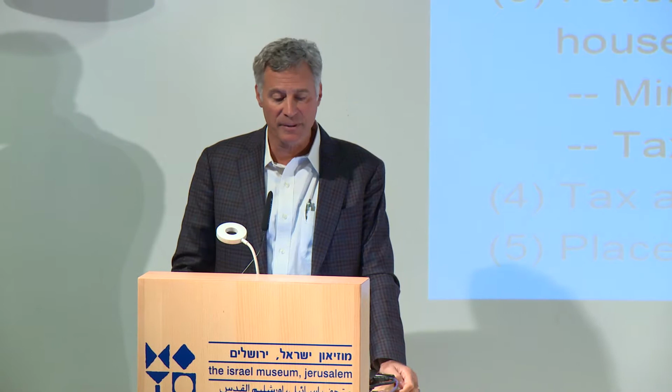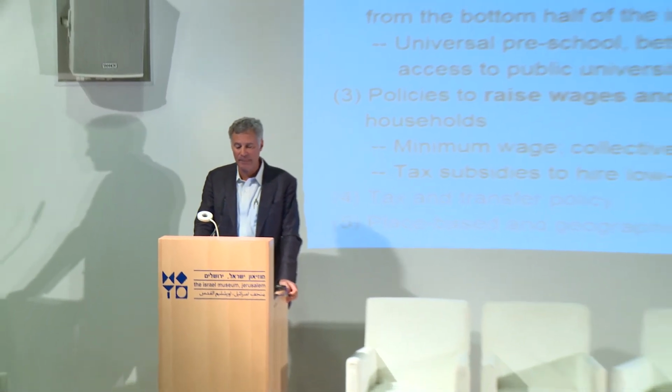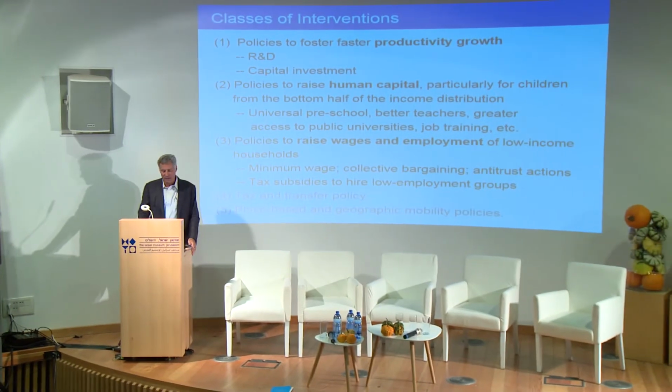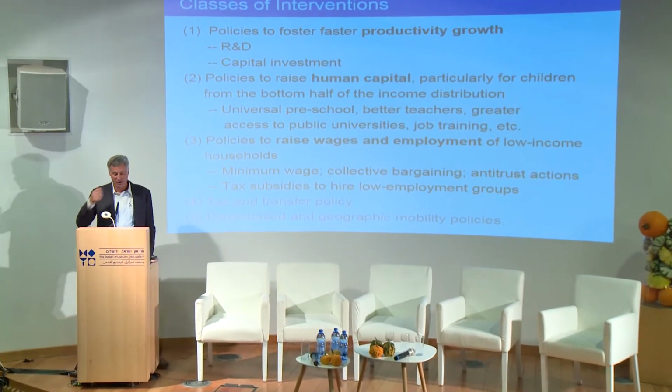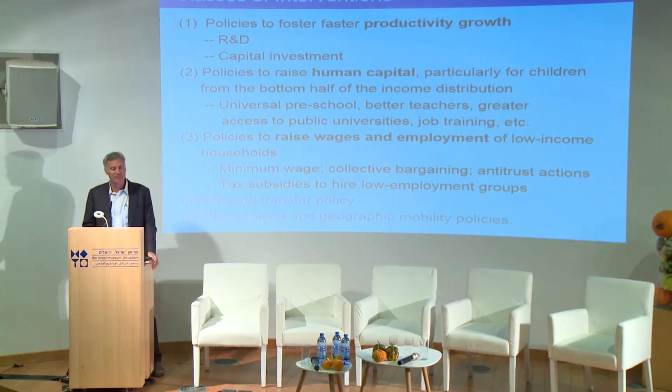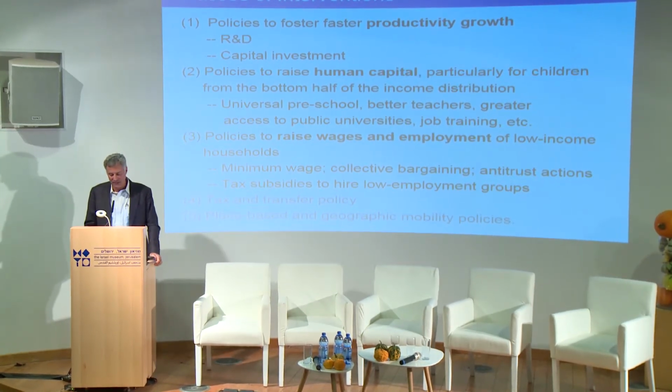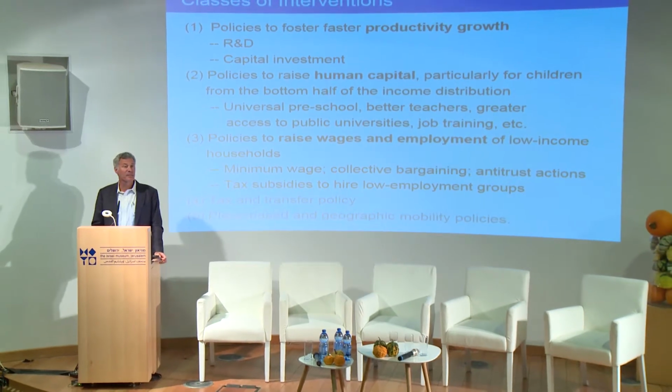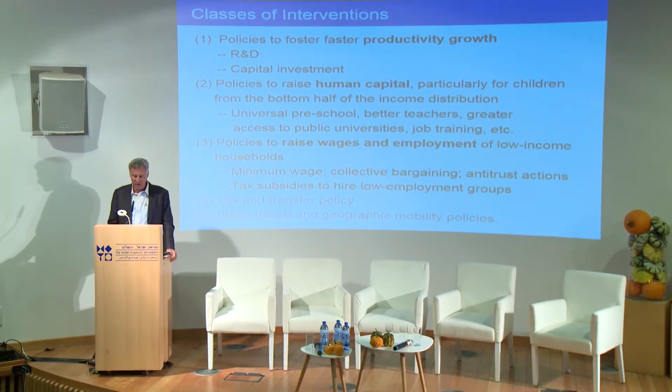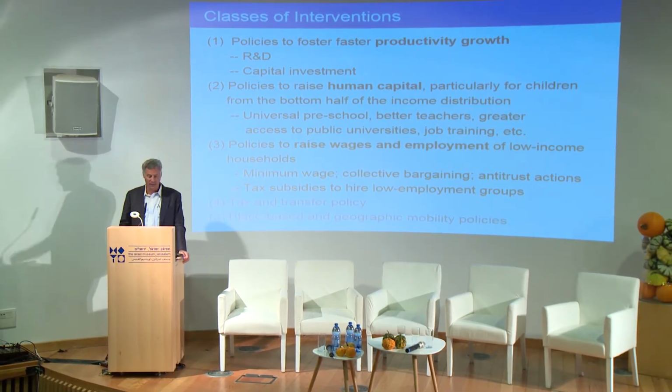And raising economic growth, I think, would have lots of benefits, particularly if we can combine that with policies which would lead to more inclusive distribution of the benefits of growth. So here we highlight research and development and capital investment, policies to raise human capital, particularly for children from the bottom half of the income distribution. The obvious suspects here are universal preschool, improvement in school teachers, better retention of better teachers, greater access to public universities, especially for children from lower income families, job training, etc.